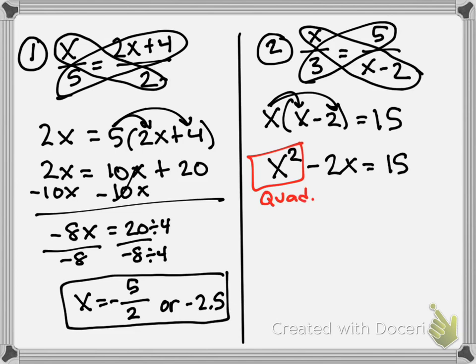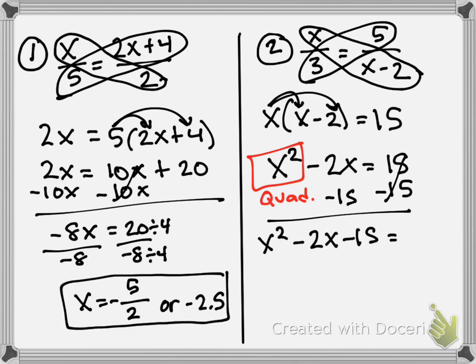Anytime you see quadratic functions, you're going to think, oh, factoring. So how do I factor this? Well, first I have to get it into standard form. So I need to set it equal to 0. How am I going to do that? I'm going to subtract 15 from both sides. So I get x squared minus 2x minus 15 equals 0.